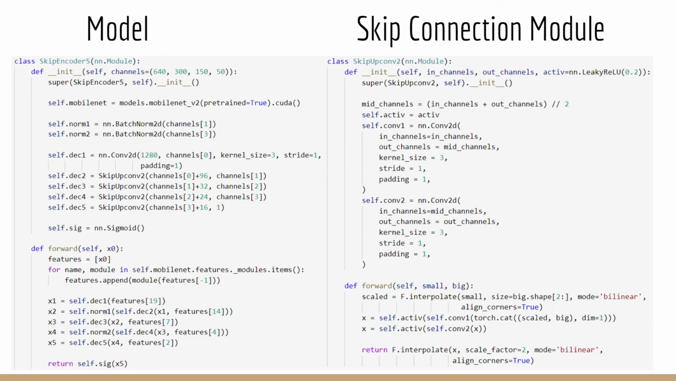The autoencoder employs 5 decoding steps, out of which 4 receive skip connections. In its forward pass, the model appends the output from each MobileNet v2 layer for a given RGB image into a features list, which is then indexed and passed into skip connection blocks. These blocks are chained together until the image is upscaled back into the original dimensions. 2 batch normalizations are also dispersed in between to smoothen the gradient descent.